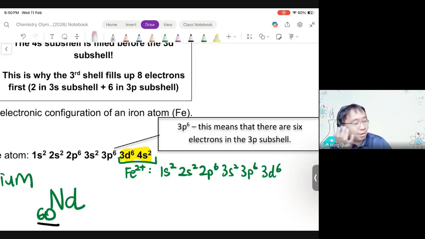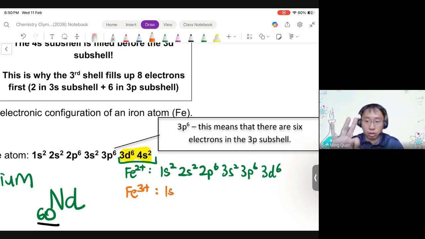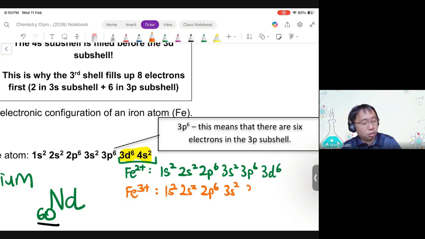All right? Next one. What is Fe3+ then? Fe3+ means you lose 3 electrons. So 1s2, 2s2, 2p6, 3s2, 3p6, 3d5. So the 3 electrons lost came from 2 from 4s, 1 from 3d. And this is the variable oxidation states in their compounds, which is demonstrated by the transition metals.